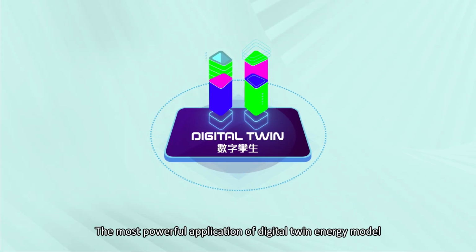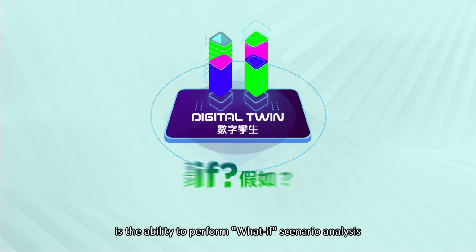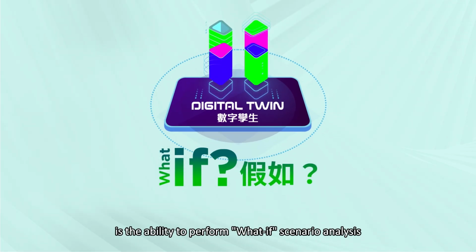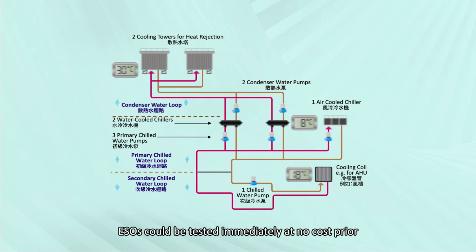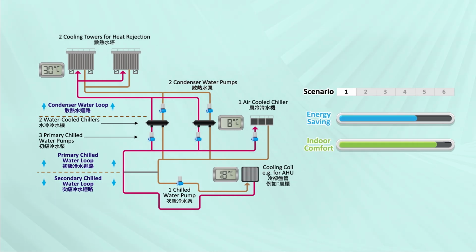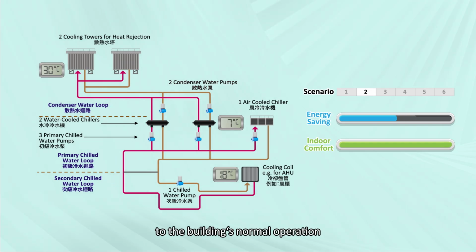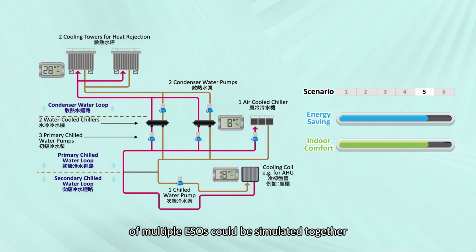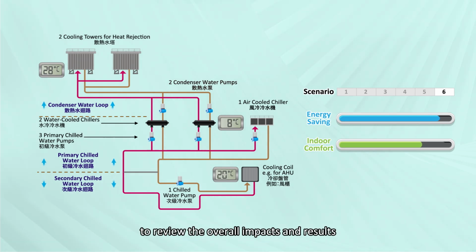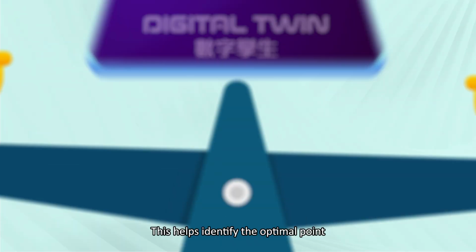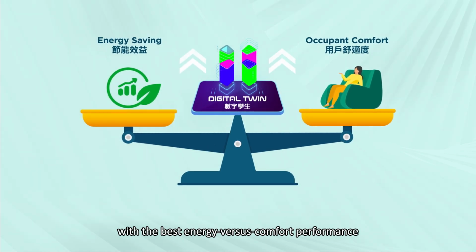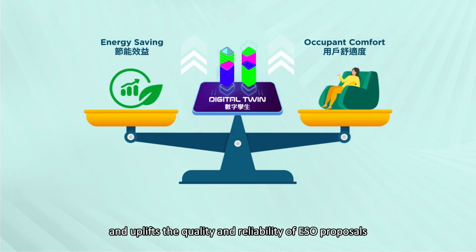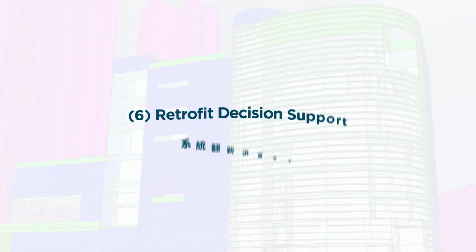The most powerful application of the digital twin energy model is the ability to perform what-if scenario analysis. In the virtual environment, ESOs could be tested immediately at no cost prior to actual implementation, to avoid causing any disturbance to the building's normal operation. Besides, the combination effects of multiple ESOs could be simulated together to review the overall impacts and results. This helps identify the optimal point with the best energy versus comfort performance and uplifts the quality and reliability of ESO proposals.